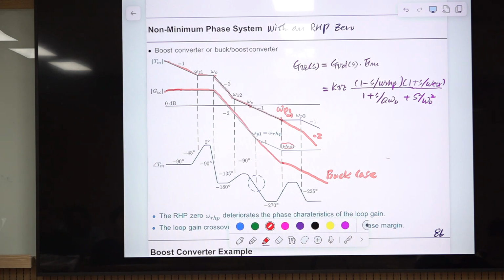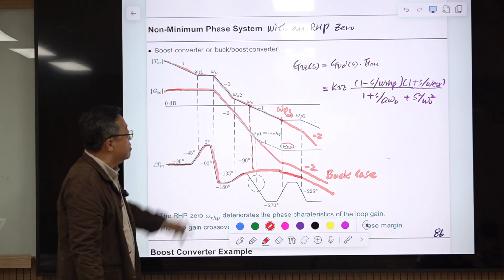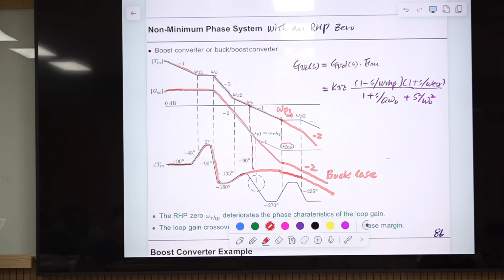Let's take a look at the phase. The phase remains the same up to this point, and then the phase goes to this. The -1 slope is maintained up to here, and eventually it is a -2 slope here. So it goes like this. This is the buck case, right? At the loop gain crossover frequency, it usually has a large phase margin. This is the loop gain characteristic of the buck converter. The boost or buck-boost is different. The buck-boost converter has an RHP zero.